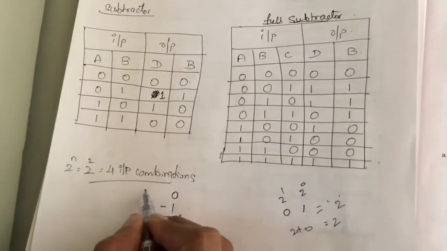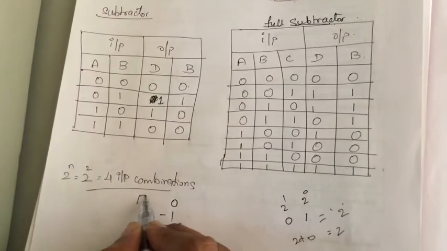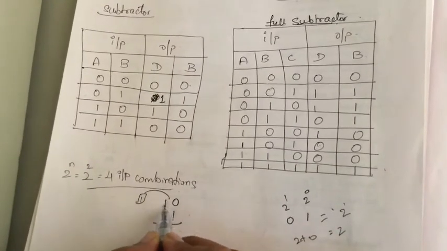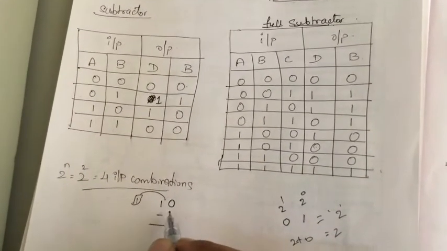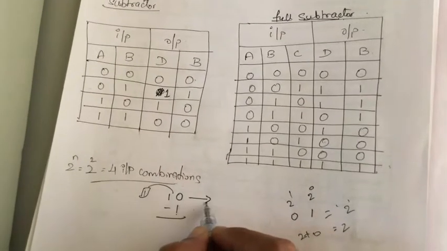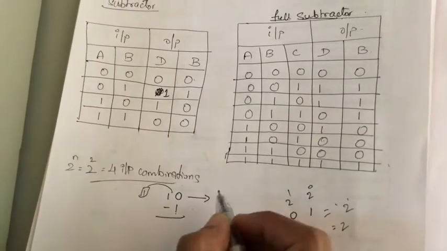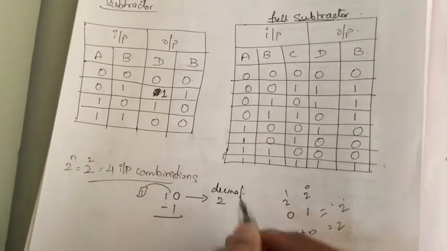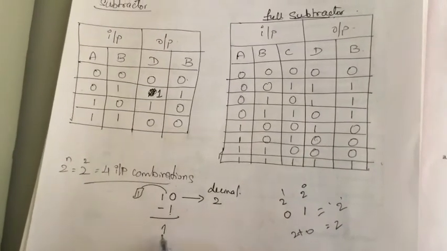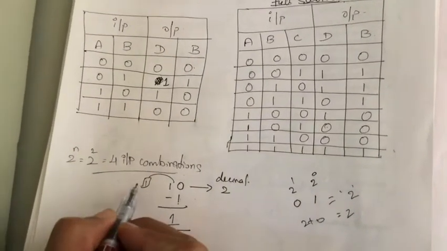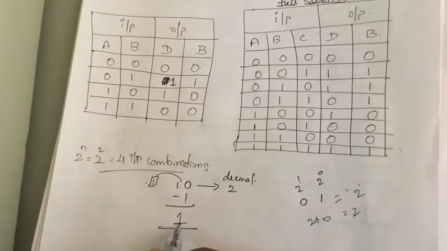No, I need to take a borrow. So if I take a borrow, 1 0 is equivalent to what? 1 0 in binary is equivalent to the decimal 2. Right? So now 2 minus 1 would be equal to 1. But I have taken a borrow also, and the difference is also equal to 1.